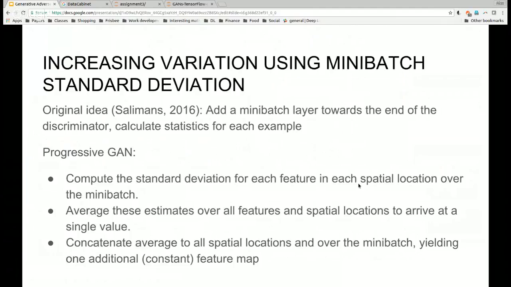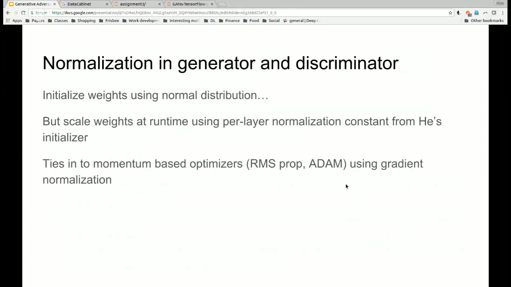So progressive GANs does something similar, only it doesn't go quite so far. What they do is calculate the standard deviation for each feature and for each spatial location in the mini batch. Then they just average it. They average all these features and spatial locations to a single value, the average standard deviation of the features over all the spatial locations, and they append that value to the mini batch. So each mini batch has this average standard deviation scalar value attached to it, which keeps it under control.